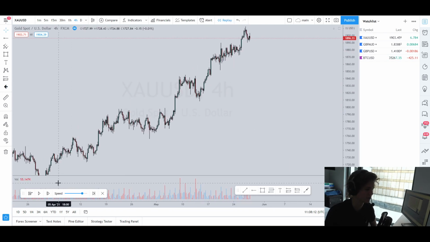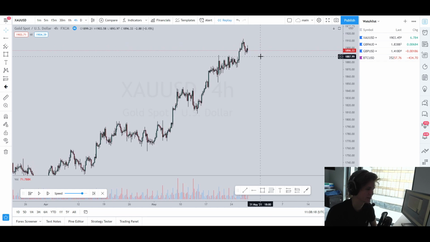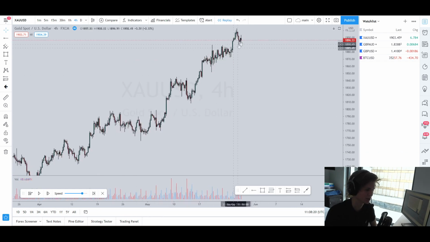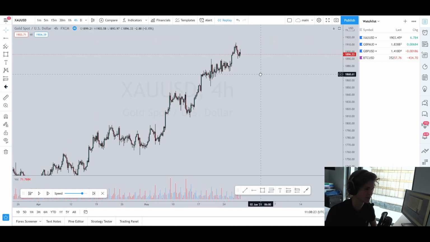Looking at gold here on the 4 hour, we have a very strong bullish trend. So in this case, we only really want to look for buy opportunities, since it is showing such a bullish scenario, and price is not really trending in a ranging market, so to speak.